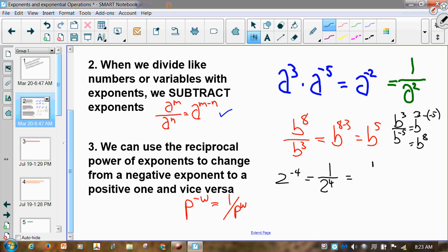So we would have 1 over 2 to the fourth. Well, 2 to the fourth is 16, right? So 2 to the fourth is 2 times 2 times 2 times 2, which is 4 times 4 or 8 times 2, whatever.